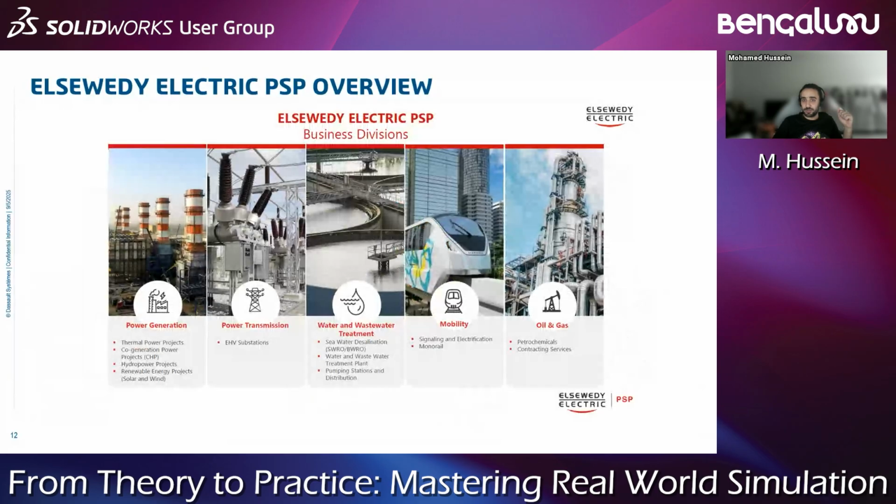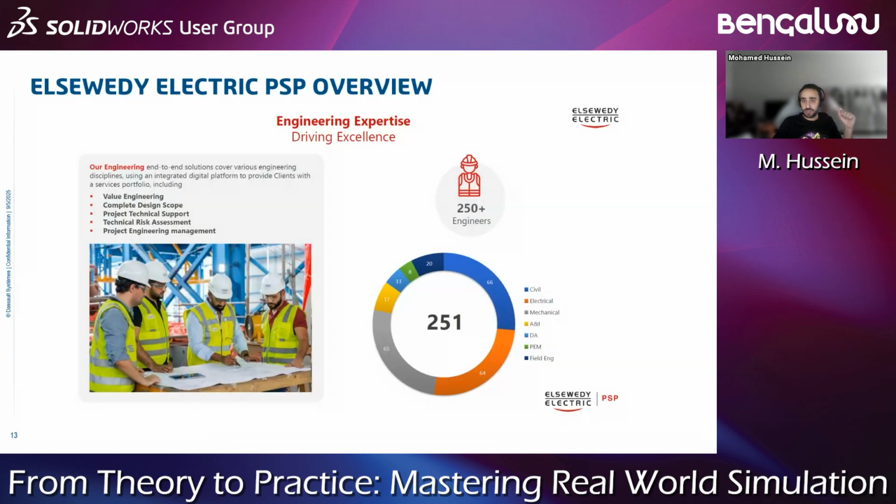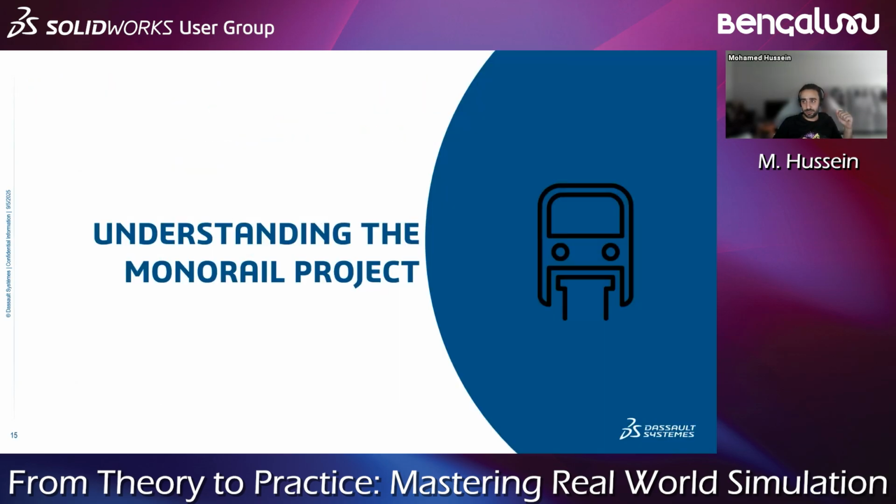At Sweden Electric PSP, we have five main business divisions: power generation and power transmission, water and wastewater treatment, mobility, which is the reason why we are here today and what we'll be discussing now, and the oil and gas division. Our engineering department is divided into seven main sub-departments. We have over 250 highly qualified engineers who serve all the previously mentioned divisions, and I'm proud to be part of the mechanical team at Sweden Electric PSP.